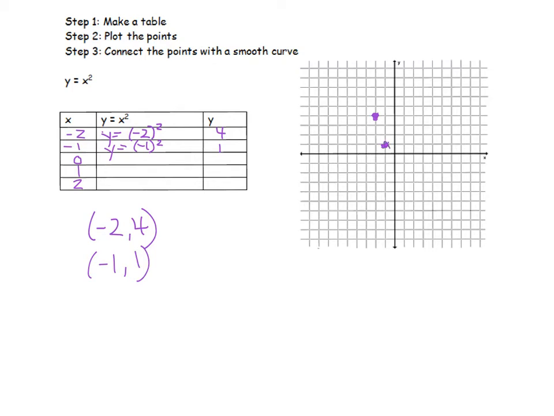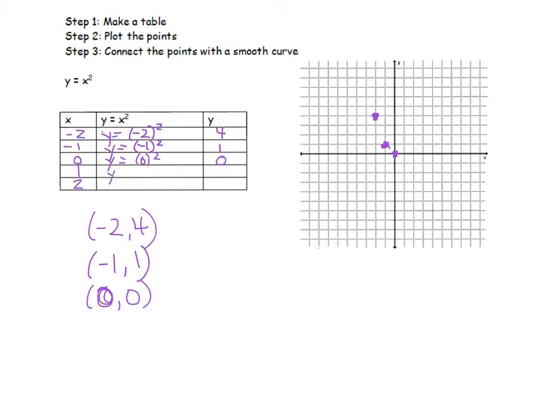Now, if you stopped after just 2 points, you would probably assume that this is a linear graph. But it's not going to be, which is why we need some more x values. So next we're going to put in 0. So y equals 0 squared. Well, 0 times 0 is 0. So we have a point at (0, 0). And now you can already start to see that this is not going to be a straight line if we were to connect these 3 points. It starts curving.